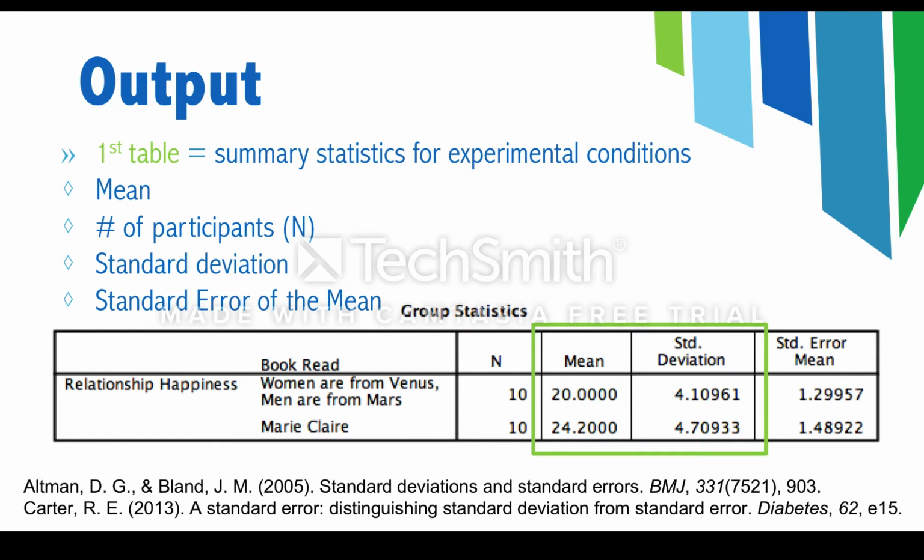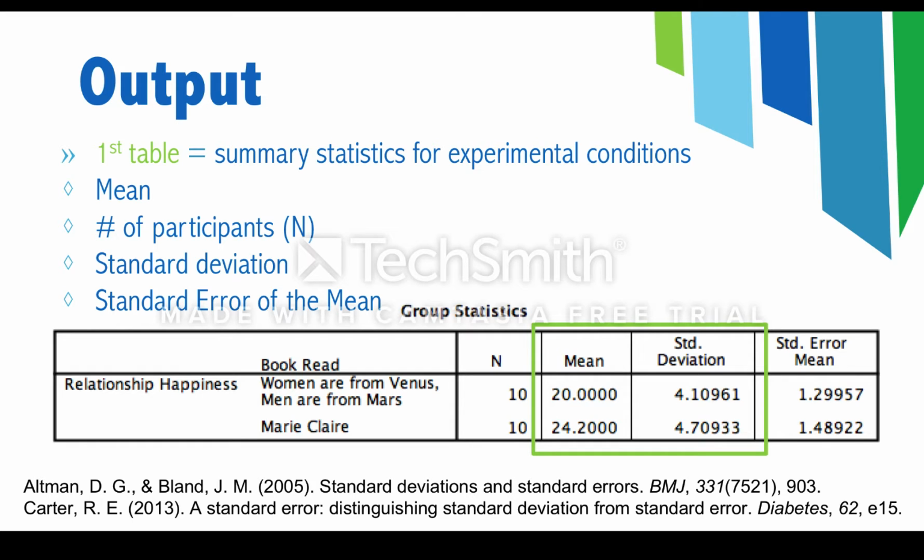Let's take a look at the first table. SPSS Statistics will have generated a group statistics table that contains some useful descriptive statistics for your 2 groups, Women Are from Venus, Men Are from Mars, and then Marie Claire, which will help you get a feel for your data and will be used when you report your results. You can make an initial interpretation of your data using the group statistics table.